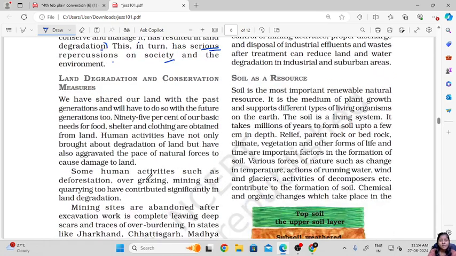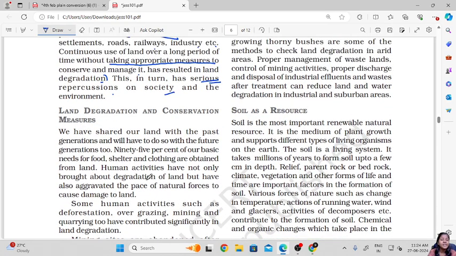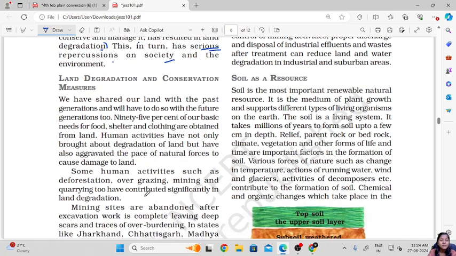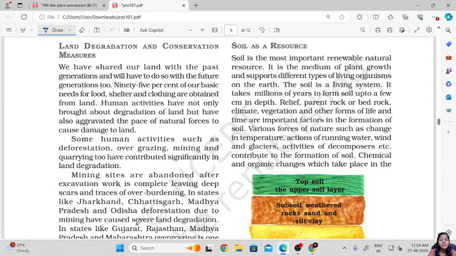Okay, so this in turn has serious repercussions on society and the environment. Now we'll move to the next topic, land degradation and conservation measures. We have shared our land with the past generations, and we'll have to do so with the future generations too. 95% of our basic needs, food, shelter, clothing, are obtained from land, right? Human activities have not only brought about degradation of land but have also aggravated the pace of natural forces that cause damage to land.